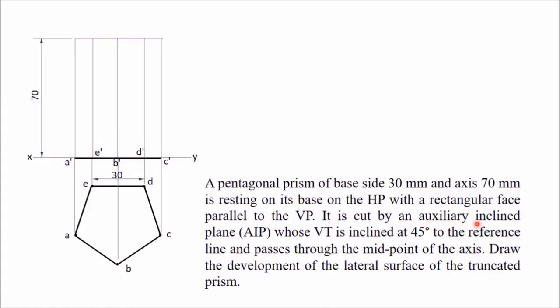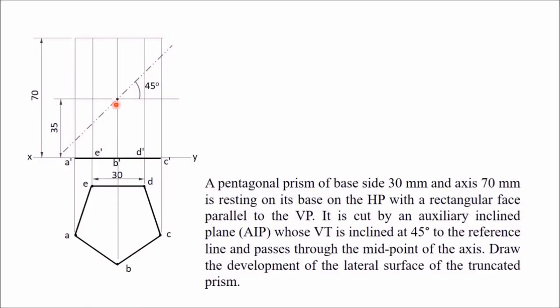Now it is cut by an auxiliary inclined plane whose vertical trace is inclined at 45 degree to the reference line. That means from XY line you have to draw another line, section line, which is inclined at an angle of 45 degree, and it passes through the midpoint of the axis. So first mark midpoint of the axis. So this is midpoint. From this midpoint draw one line at an angle of 45 degree. So this angle is 45 degree, and draw this line.